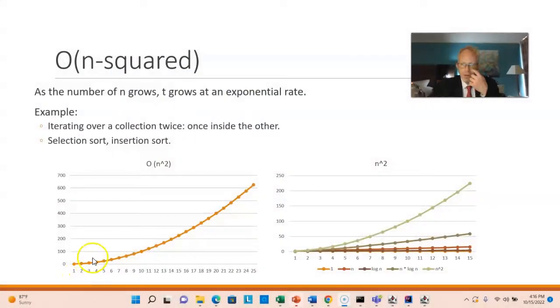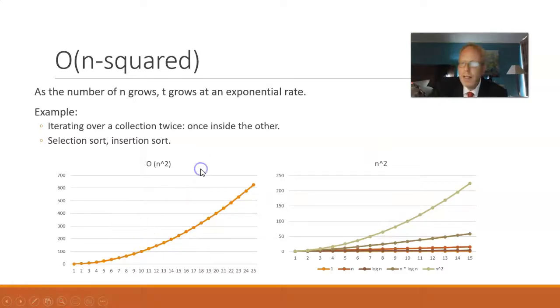And if you're newer to programming and I asked you to order a collection of items, that's likely the way you would think to do it: iterate over the collection with an outer loop and an inner loop, constantly moving the next smallest item forward, or do the swap, swap, swap, however you would do it. That's kind of like, oh yeah, that's how I would do that.